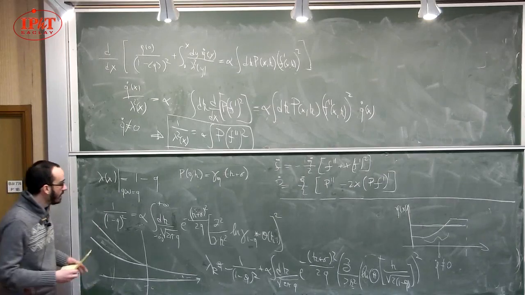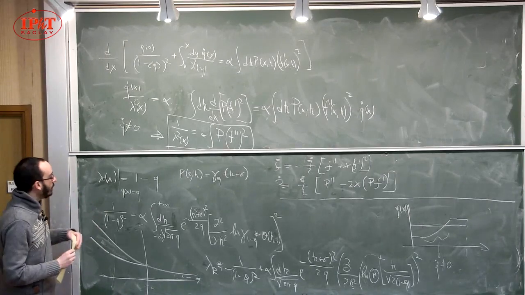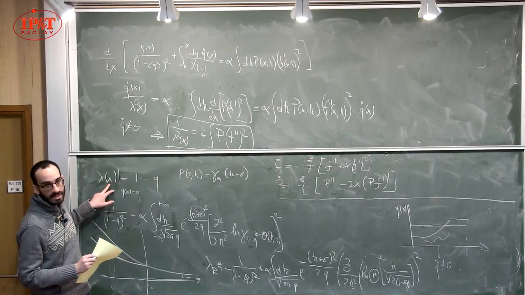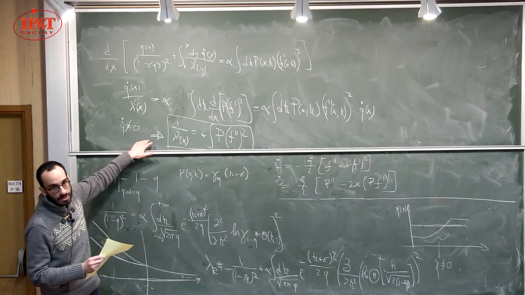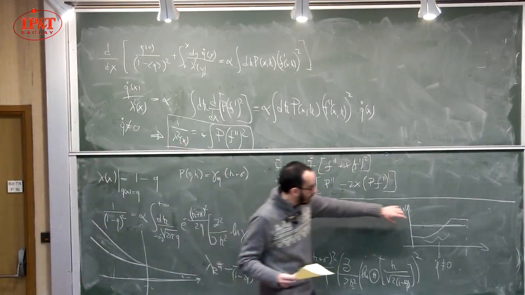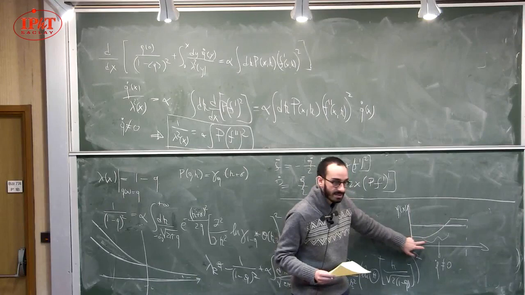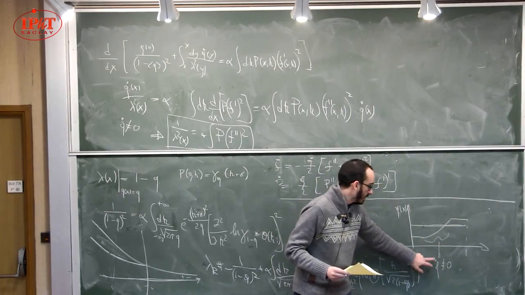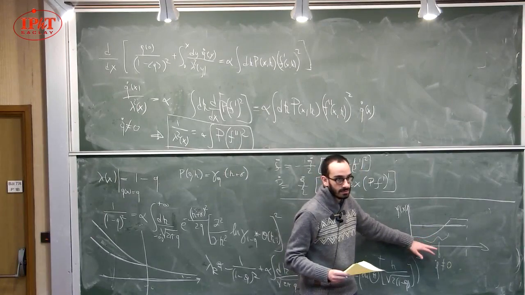So the point is that we have computed this equation on a replica symmetric solution. But of course, this holds for a full set of x that are such that the q of x is not flat.